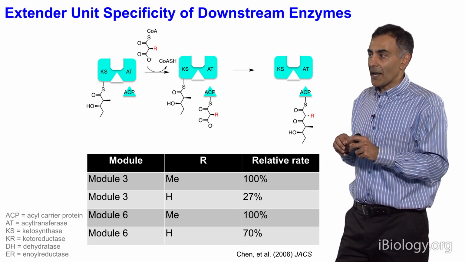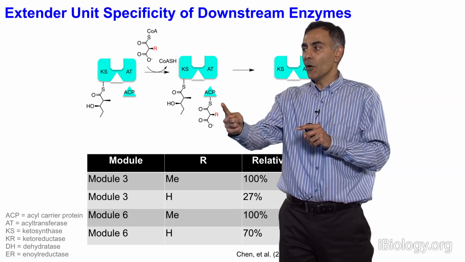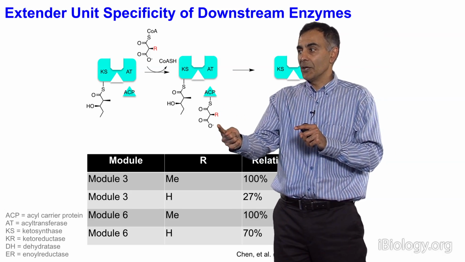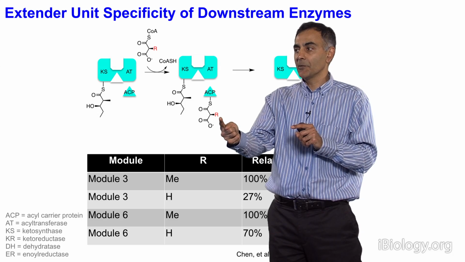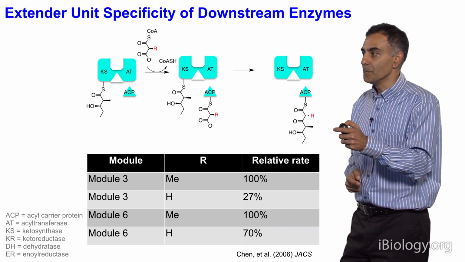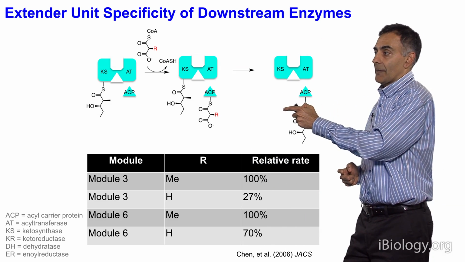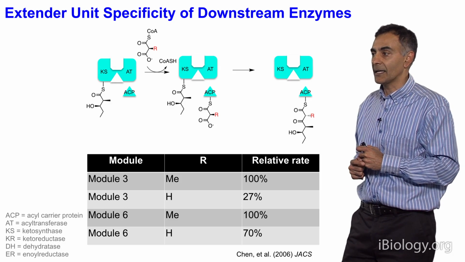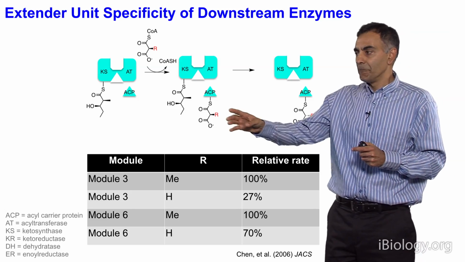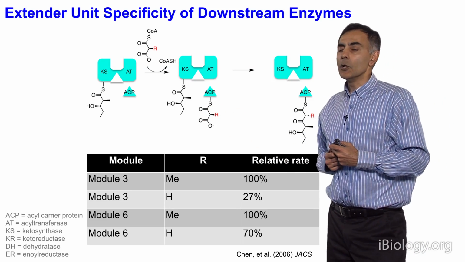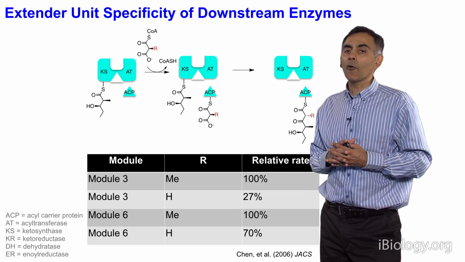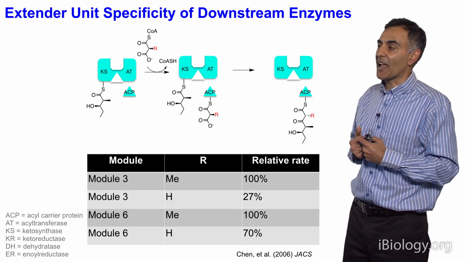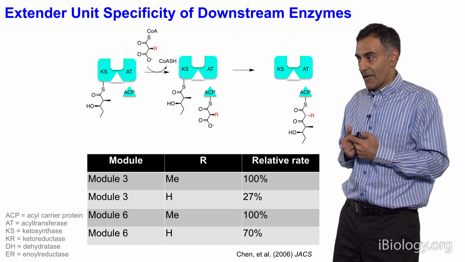So if by whatever mechanism you can fool this acyltransferase to put a hydrogen instead of a methyl at this position on the carrier protein, the elongation enzyme that elongates the chain and puts this R group in the growing polyketide chain primarily loses about 2 to 4-fold specificity as a result of this mistake that the upstream step made.